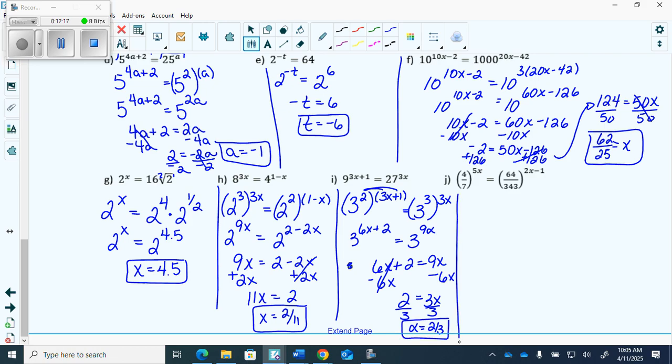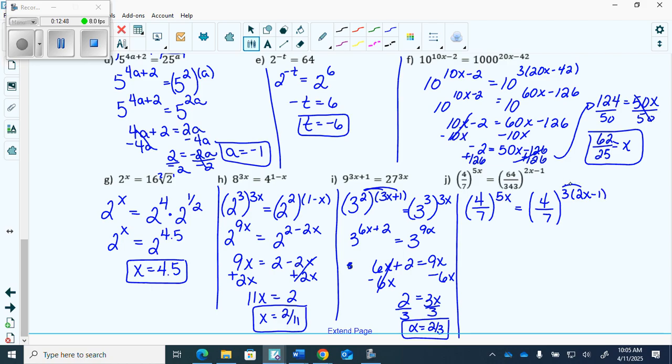The last one on this page is a fraction. So I have 4 over 7 and 64 over 343. 4 to the 3 is 64. 7 to the 3 is 343. So I can just make the 64 over 343 as 4 over 7 to the 3. So I get 4 over 7 to the 5x equals 4 over 7 to the 3 times 2x minus 1.